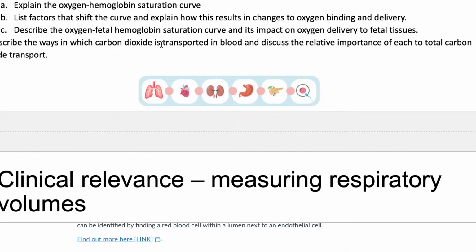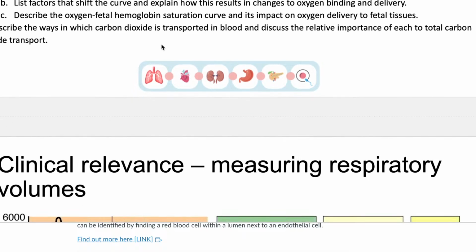Describe the oxygen fetal hemoglobin saturation curve and its impact on oxygen delivery to fetal tissues. I'm trying to remember this one off the top of my head, but I'm not gonna get it. It's curved to one way because they have to be super efficient because they're not breathing in air; they're breathing in the tummy. So theirs is a little different.